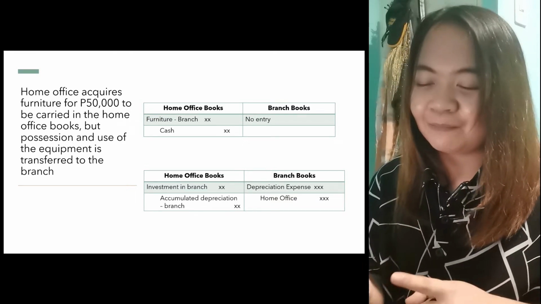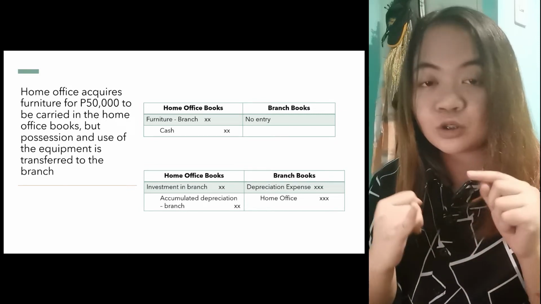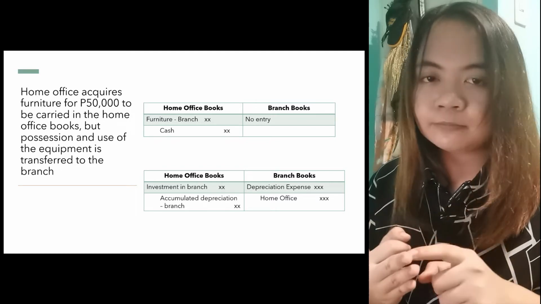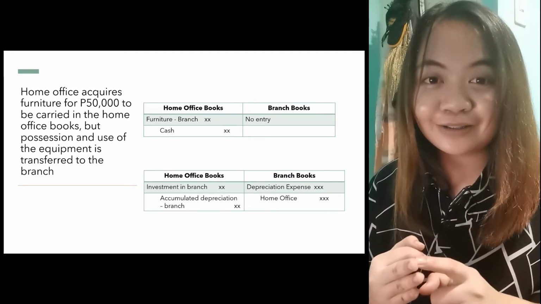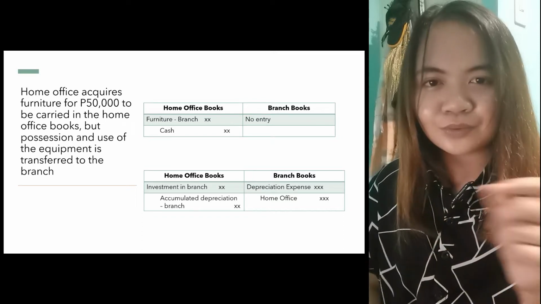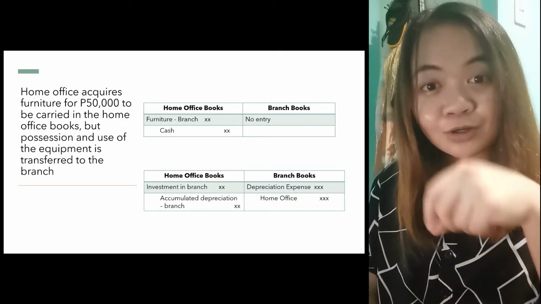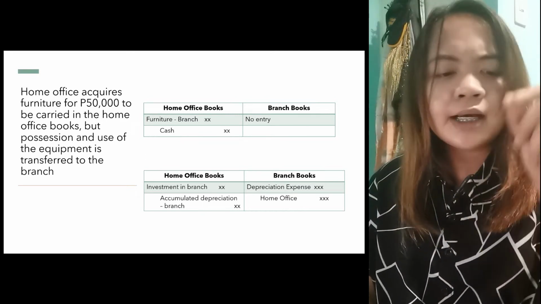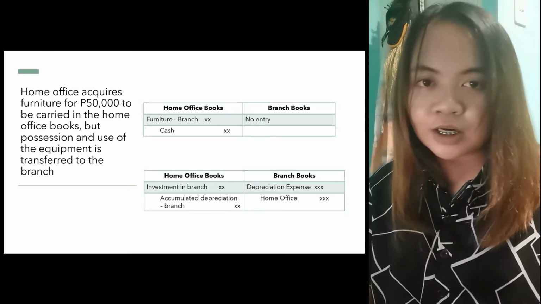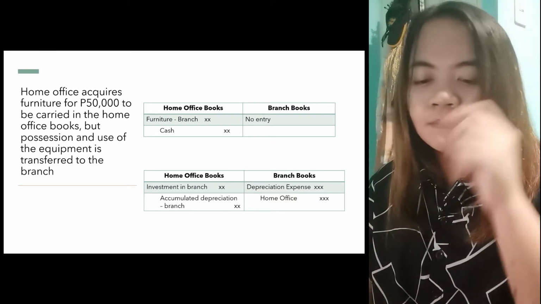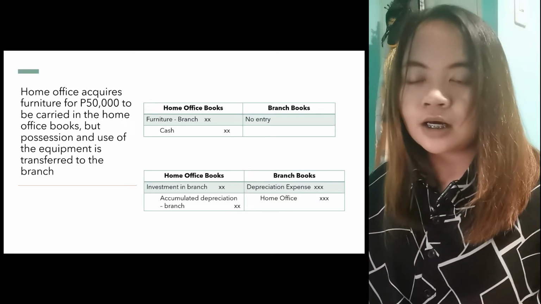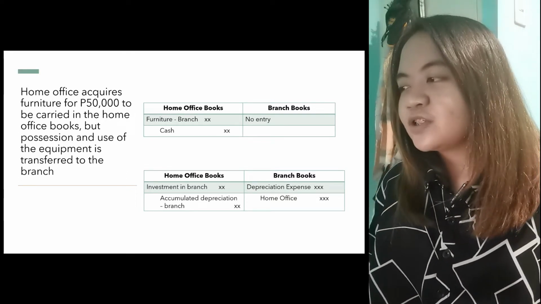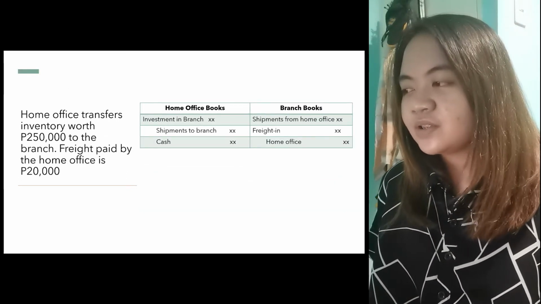Okay? Nilito ka lang. Okay, you have to remember again: sinong bumili, kaninong book siya i-carry, and then sinong gagamit. So, remember that, pwede mong i-note siya. Pwede kang gumawa ng table na kapag home office ang bumili, kaninong libro, home office din, paano ang journal entry. Kapag branch ang bumili, pero ilalagay kay home office, anong entry ang ilalagay. Okay? So, yan.